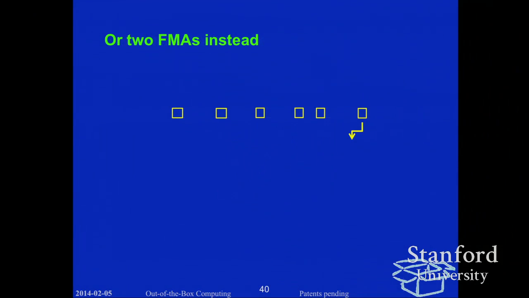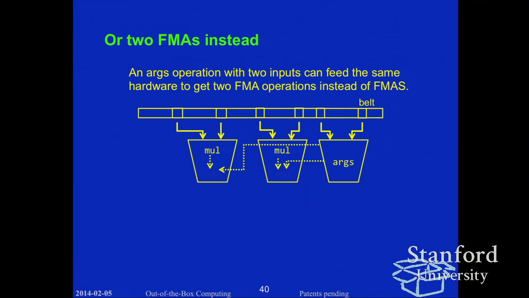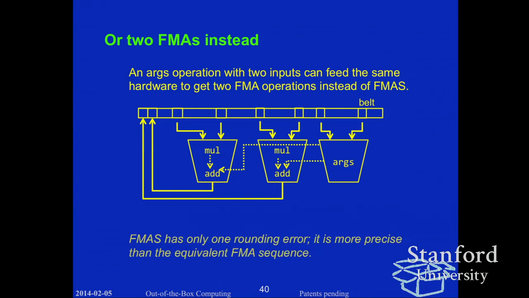Alternatively, you could use that same hardware, there's two multipliers and two adders, to do two FMAs. Here we need 6 inputs. We're now going to get 2 individual FMA operations. FMAS, like FMA, has only one rounding error and consequently is advantageous over the equivalent simple multiply add sequence.